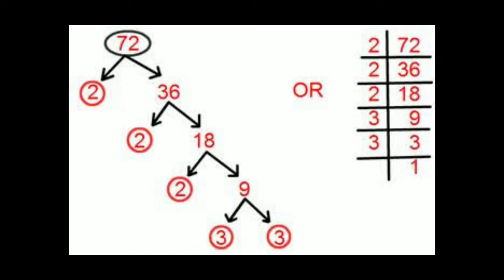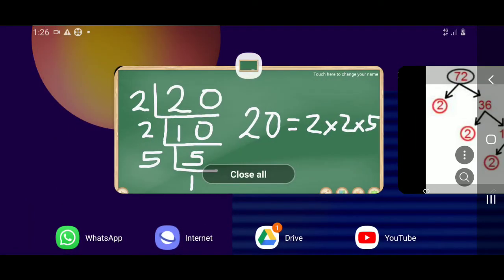You see here 72. In 72 we can take 2 because 72 ends in an even number. Using 2's divisibility rule, we are very sure that 2 divides 72. In 72, how many 2's are there? 36. In 36, how many 2's are there? 18. In 18, how many 2's are there? 9. In 9, how many 3's are there? 3. In 3, there is only one 3. Okay, don't worry, I'll show you how to do it.